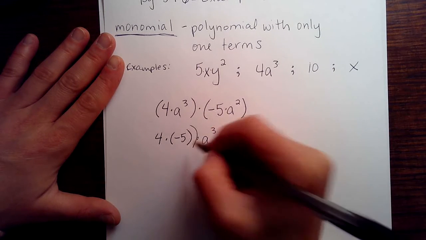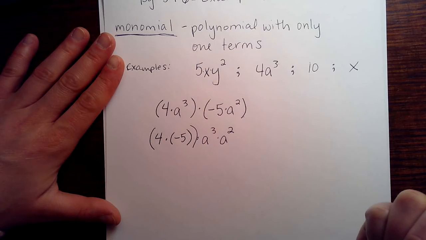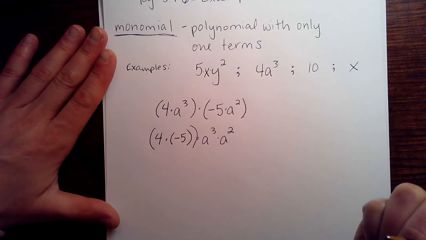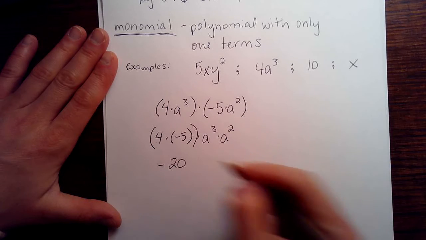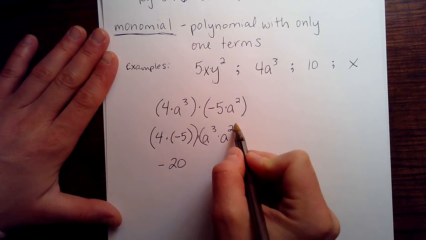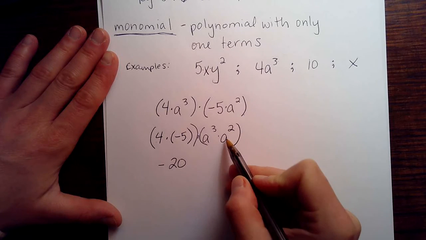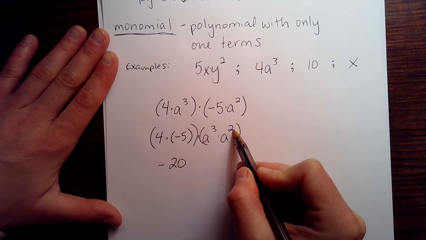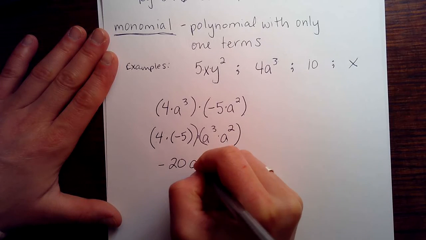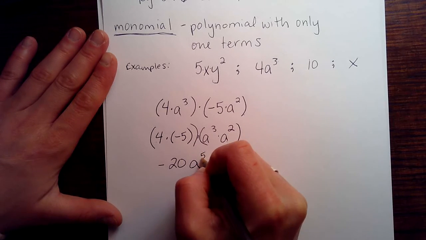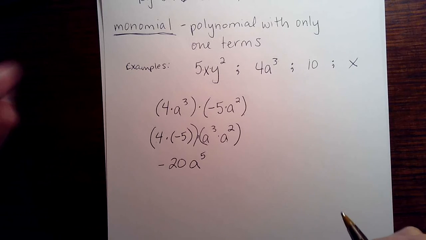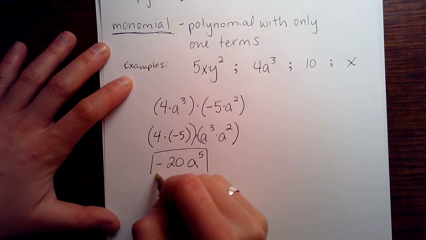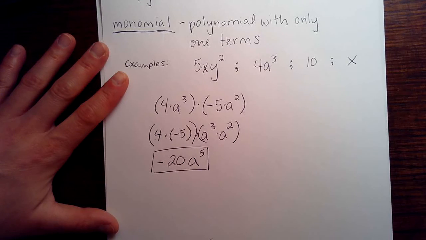Well, I can multiply these coefficients. 4 times negative 5. Remember, a positive times a negative is a negative. And I can simplify a to the third times a to the second because it has the same base. When it's the same base, I add the exponents. So this is 3 plus 2, a to the 5th power. This is my simplified version.